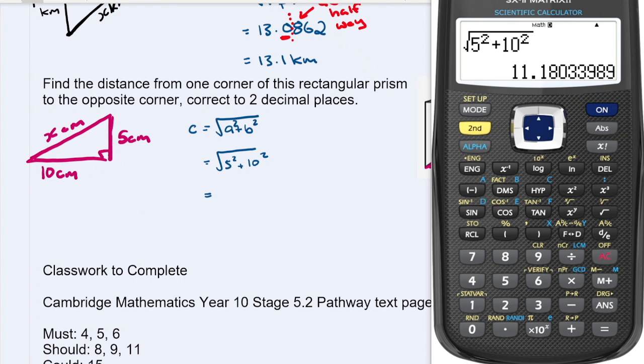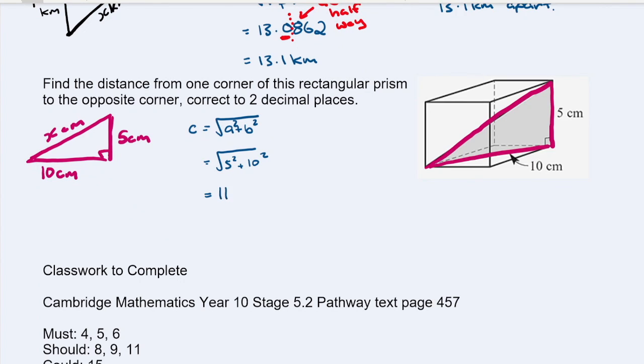And for this one, we have 11.1803. And we want that to 2 decimal places this time. So we cut it off at the second decimal place. There's the second decimal place. We look at the next number along. That one's below halfway. So our 8 stays the same. So it is 11.18 centimeters.